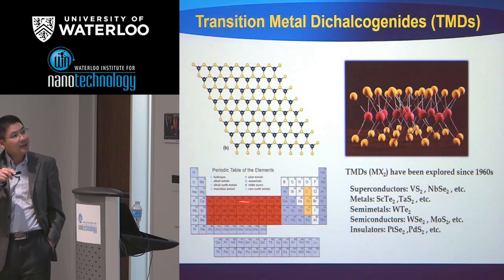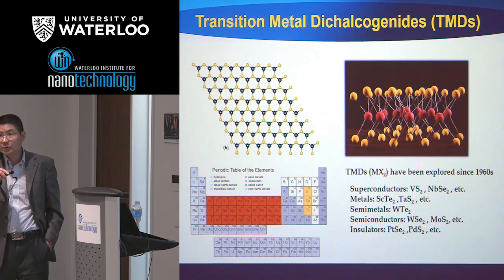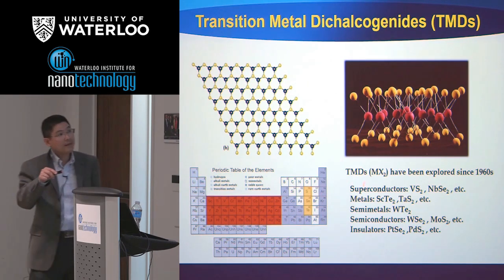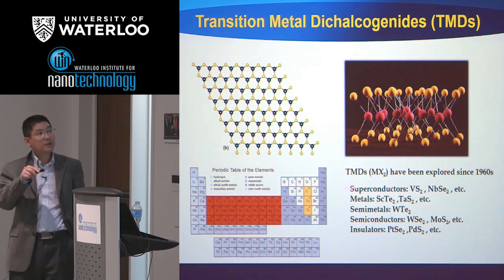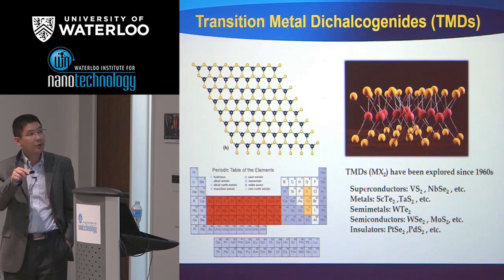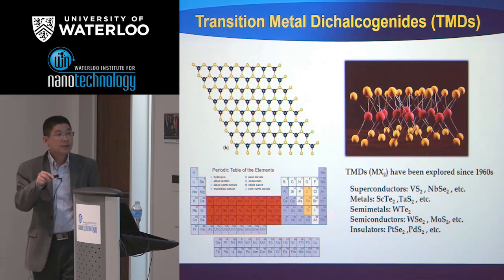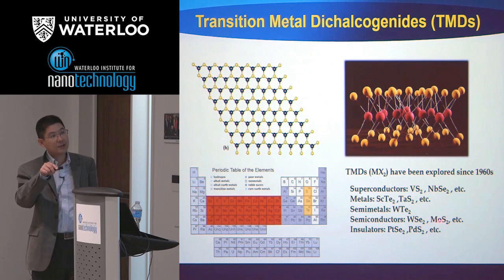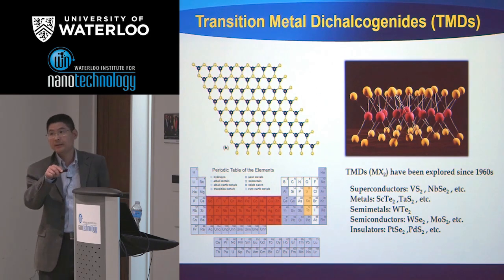Transition metal dichalcogenide is actually a large family of materials with a chemical formula of MX2, where M are these transition metals, and X are these chalcogens such as sulfur, selenium, and tellurium. They actually span a large range of physical properties from superconductors, metals, all the way to insulators. Today I'm going to focus on this semiconducting family, such as molybdenum disulfide and tungsten diselenide.